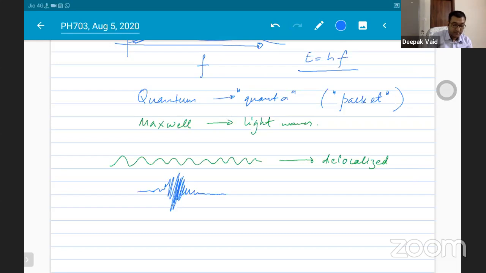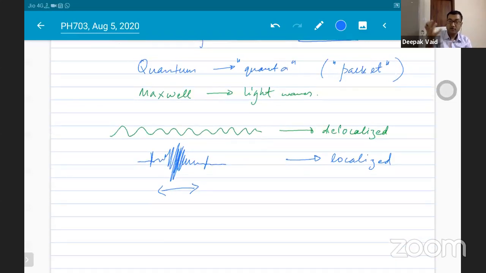Like if you think about it like this, it's a packet. That means it has a boundary. It has a beginning and an end. It has a certain size, right? It can be big or small, but I know where it begins and where it ends. So there is a conflict between these two notions, right? How can light be both delocalized and localized?